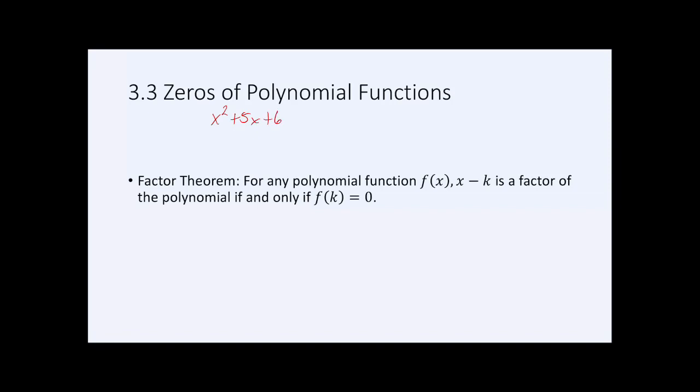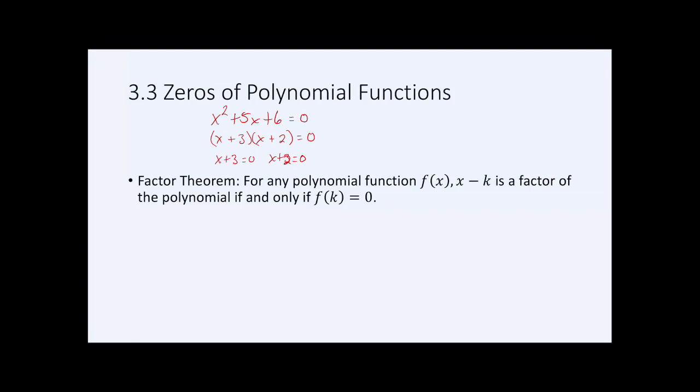The factor theorem says that for any polynomial function, again, we'll call it f of x, x minus k is a factor of the polynomial if and only if f of k equals 0. So think about that. If you were to take, let's just say, something like x squared plus 5x plus 6, and you were to factor that, we would say we need two numbers that multiply to give 6 and add to give 5, so it'd be 3 and 2. Signs are the same, they're both positive.